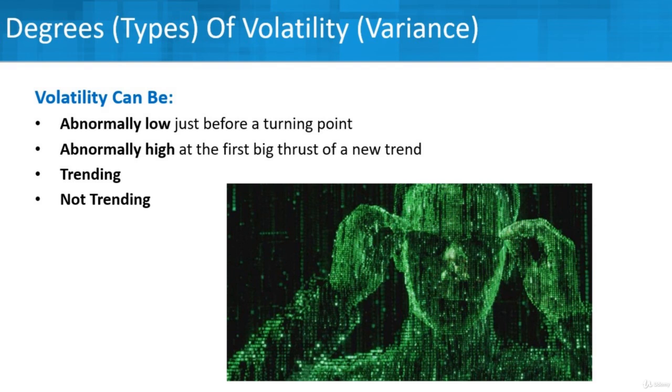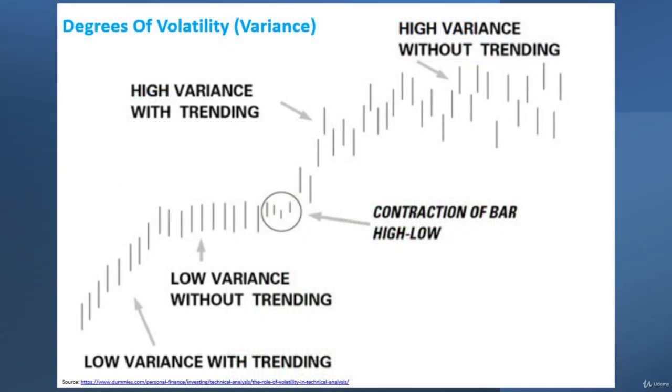But with volatility, you can think of it like a matrix where there's a matching up between the type or degrees of volatility. And volatility, as we learned, can be abnormally low or abnormally high. Low would typically be just before a turning point is coming, and high would be the first big thrust of a new trend. But you also need to consider, when you're looking at that volatility, is something trending or not trending already before this low or high volatility starts coming into play. So we're going to look at that matrix between these four concepts, and we're going to look at that graphically, and then we're going to break this down in great detail, looking at degrees of volatility.